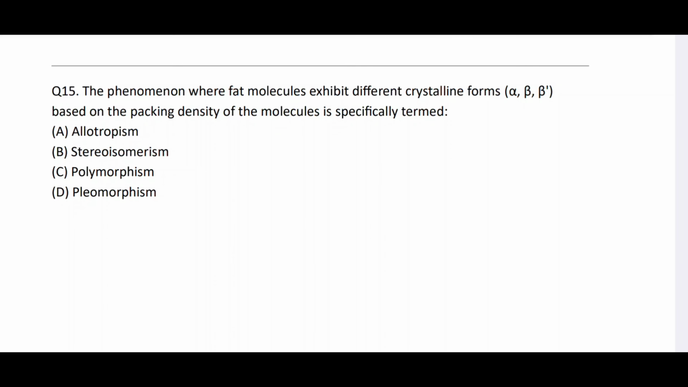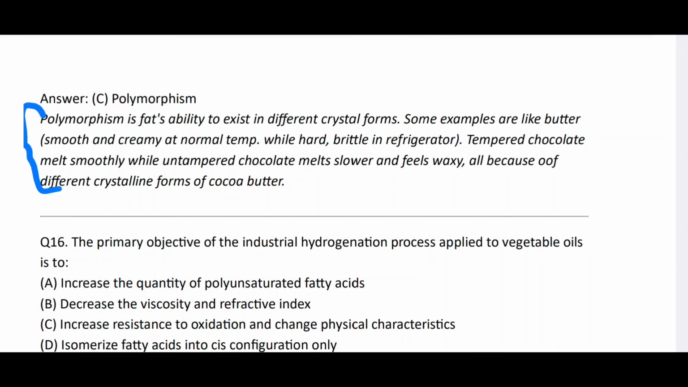So the next question is, the phenomenon where fat molecules exhibit different crystalline forms, alpha, beta, beta prime, based on the packing density of the molecules is specifically termed. So the right answer here will be option C, which is polymorphism. So the ability of fat to exist in different crystalline forms is known as polymorphism.